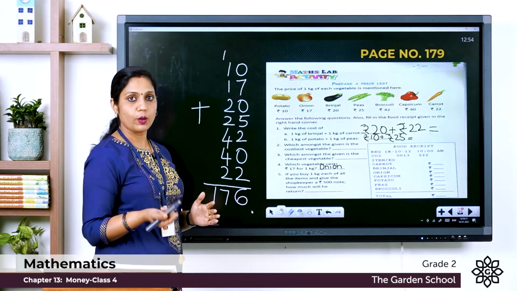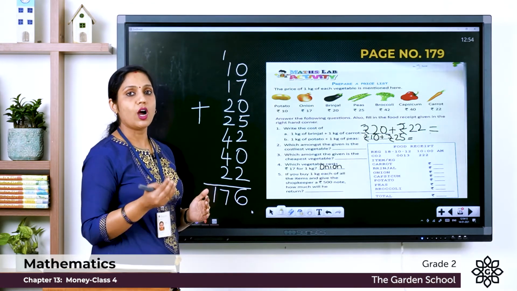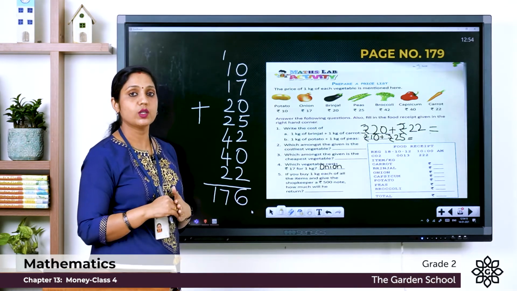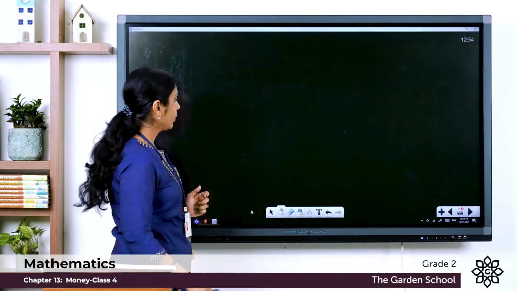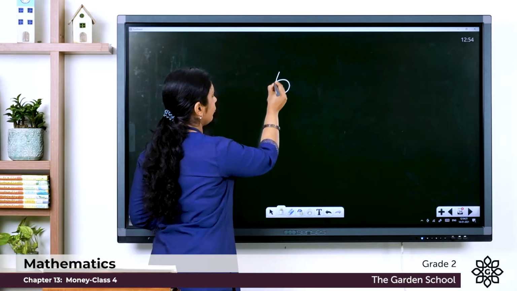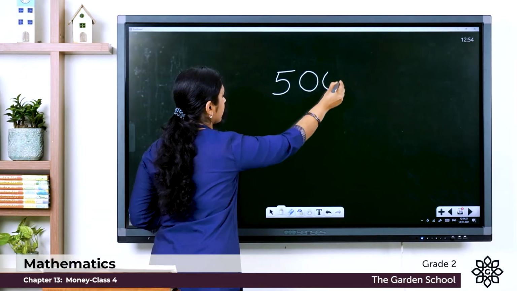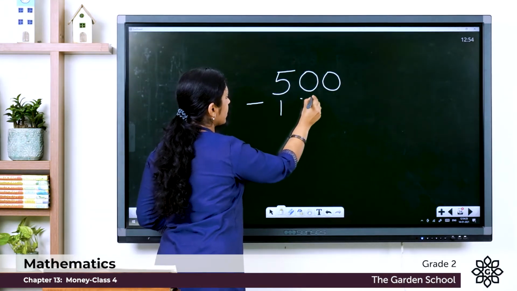Now we are giving the shopkeeper rupees 500. How much money does he have to return? That is what we have to find out in the next step. So for doing that, we'll subtract 500 minus 176.